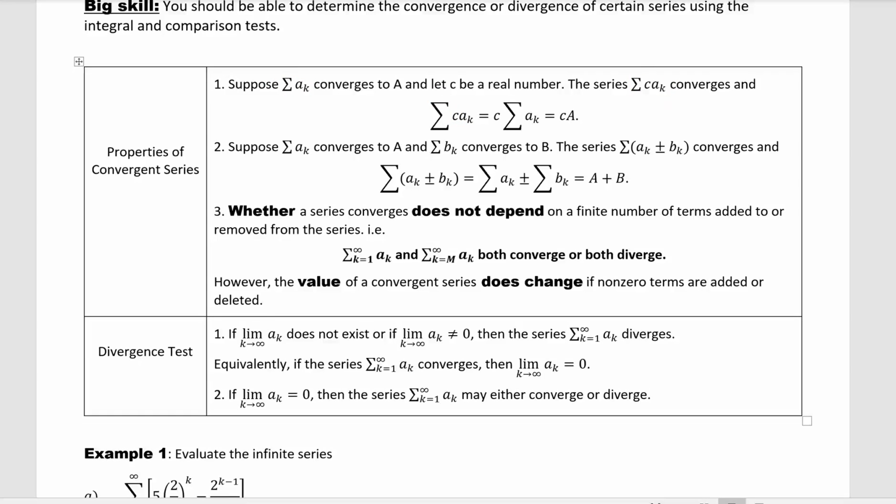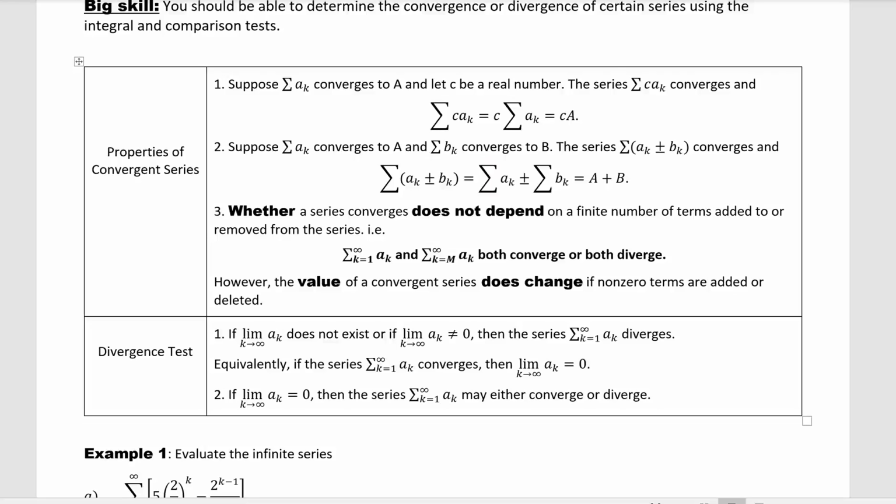Okay. And suppose the series a sub k converges to A and the series b sub k converges to B, then the series of their sum and difference actually converges. And that's because of the property of the sum. You can choose to sum this guy first and then sum this guy and then add them together.